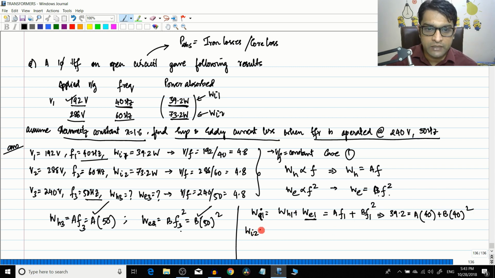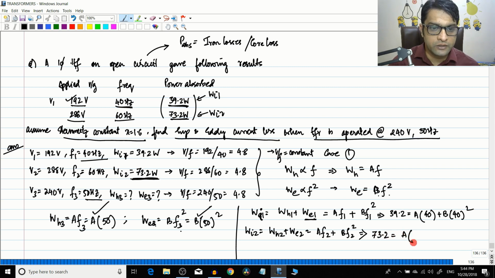And WI2 is equal to WH2 plus WE2. Right? WH2 value will be equal to A into F2 plus WE2 value will be equal to B into F2 square. Why? Because this is all coming under case 1 of the problem. That means I can write these equations. So WI2 value is 73.2 watts. 73.2 is equal to A into F2, which is given to be 60 hertz, right? So A into 60 plus B into 60 square.